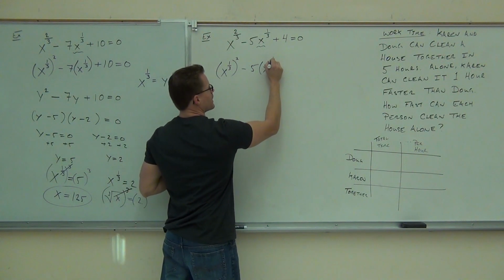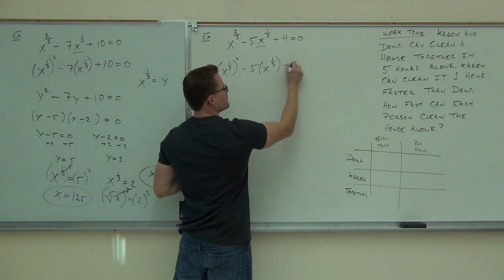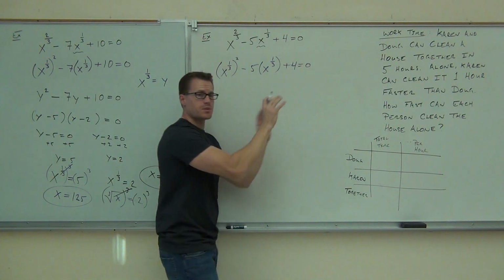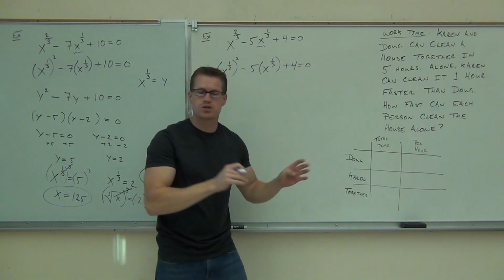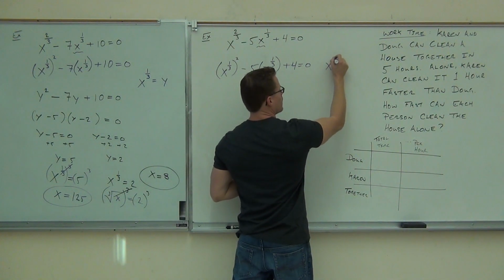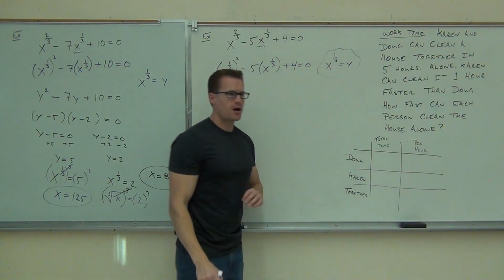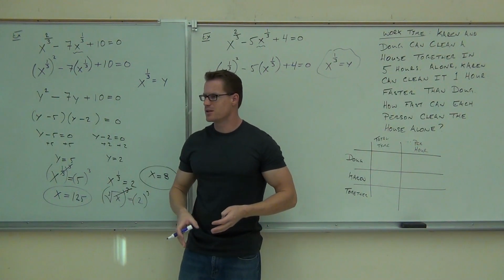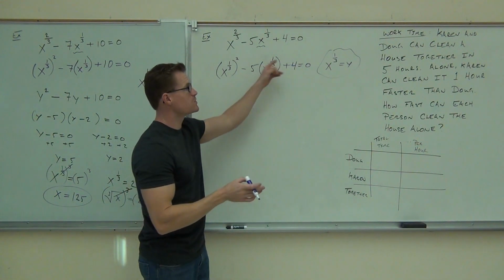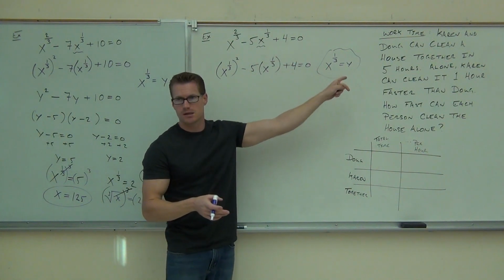I'm going to write my other x to the 1/3 in parentheses as well, because that's going to be my substitution. Write your substitution off to the side there. Show me what you're doing. Make sure you have over here, I'm calling x to the 1/3 y. You kind of need to show that, otherwise you're just randomly changing letters. Right? You need to show that. That's like your roadmap. This is what I'm doing. This is where I'm going. This is how I'm going to get back.